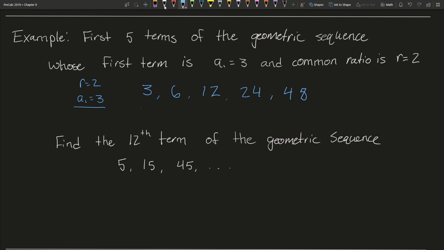Again, this would be 3. This is 3 times 2. 3 times 2 squared. 3 times 2 cubed. 3 times 2 to the fourth. So that's like a basic example, just being able to get terms of a sequence. Are there any questions about that?